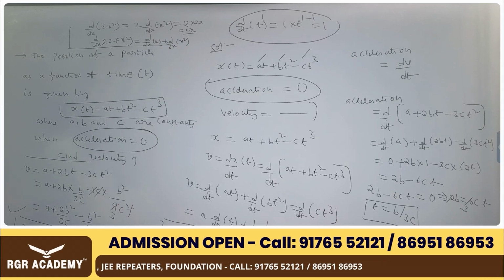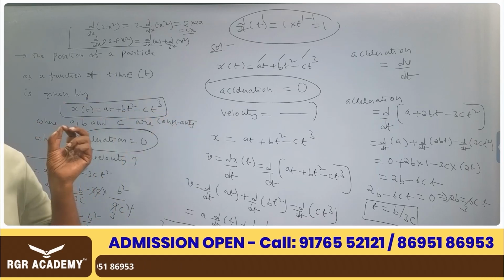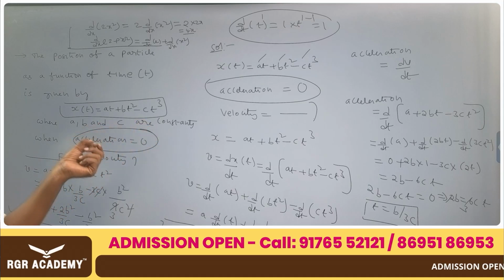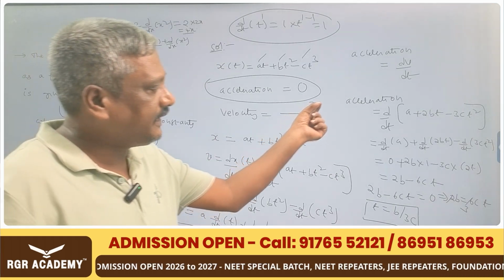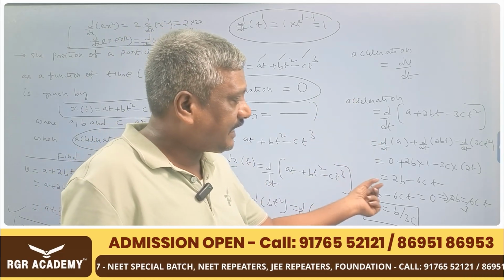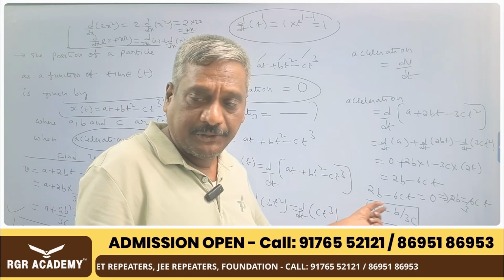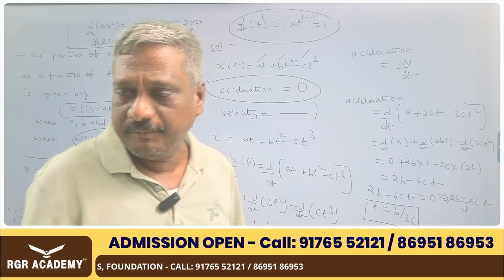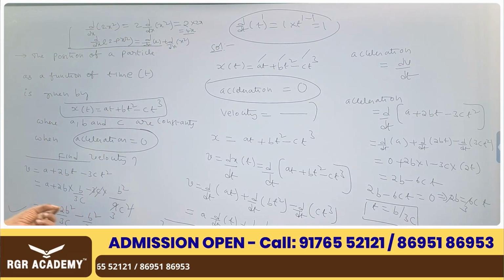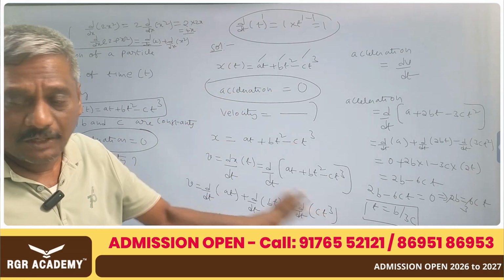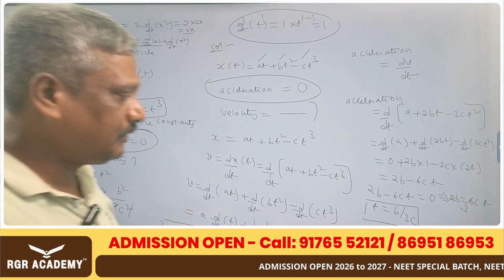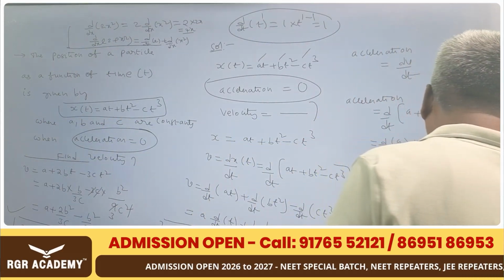See this one. Only one important thing, we have to understand the condition in the question. When acceleration becomes 0, velocity becomes what? So we have to differentiate it 2 times. If we differentiate 2 times, then you get acceleration. Later equate acceleration to 0. From that you get the value of time as b by 3c. That time value we have to substitute in where? Velocity. Because when acceleration is 0, velocity becomes what?